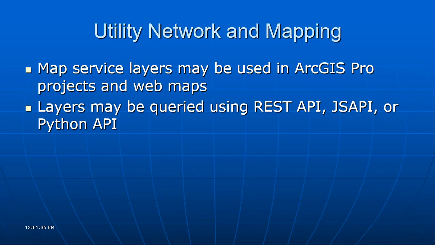When a utility network is published, feature and map services are automatically made available. The map service layers can be accessed by all different sorts of applications, and they may be queried, filtered, and symbolized as desired. For the system cert map, I used ArcGIS Pro to author the map and layout, and both JavaScript and Python APIs to query the map service layers.